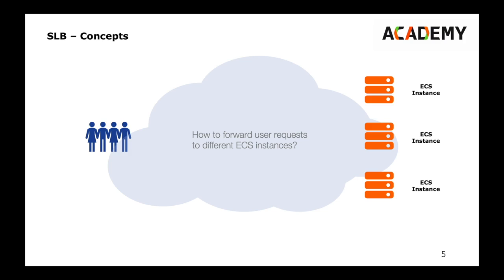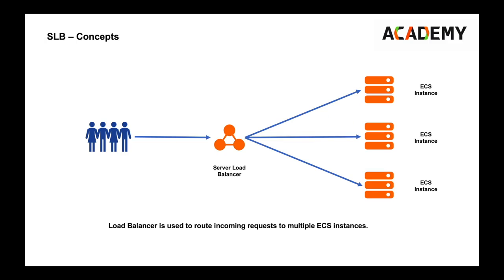So you need to have some kind of an interface in front of these multiple backend servers. That is what Server Load Balancer is. It's a machine that sits in front of your backend servers and distributes incoming requests evenly across them. That's what a load balancer does, and that's what Alibaba Cloud's Server Load Balancer does on the Alibaba Cloud platform.